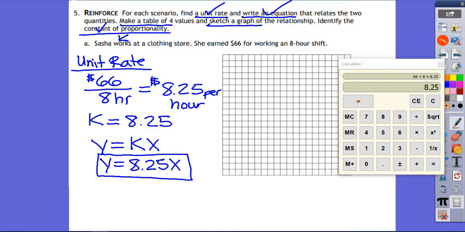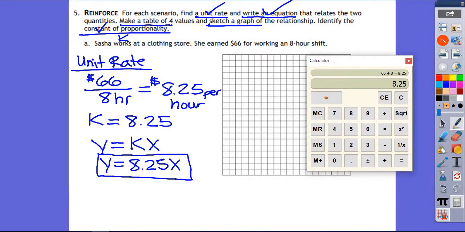Now I'm going to make a table so I can make a graph. I am out of room, so can I erase this to write a table? Yes, ma'am.